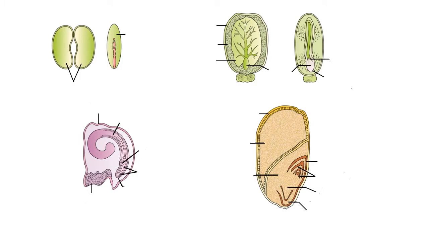Apart from that, the micropyle remains as a small pore in the seed coat. And what does this micropyle as a small pore do? It facilitates entry of oxygen and water inside the seed during germination. So that small pore facilitates germination.